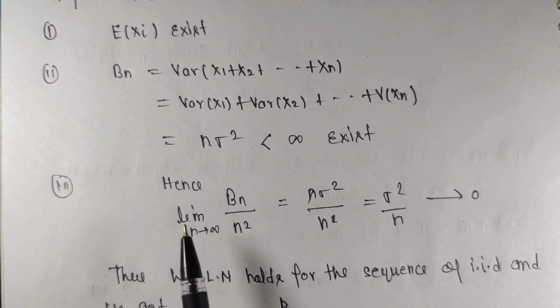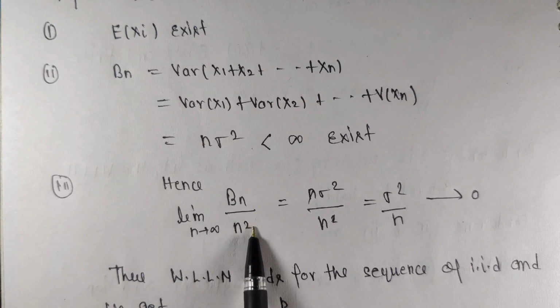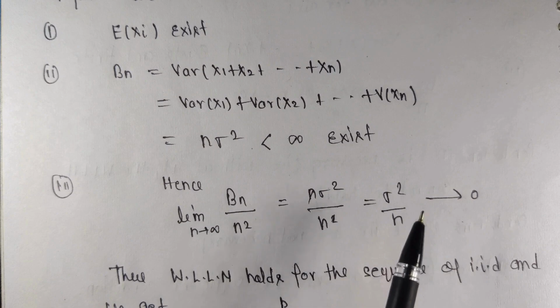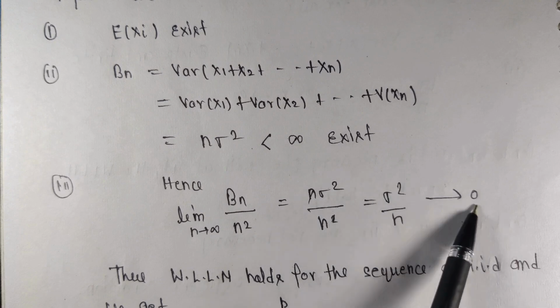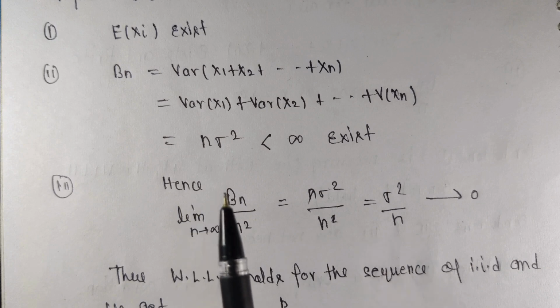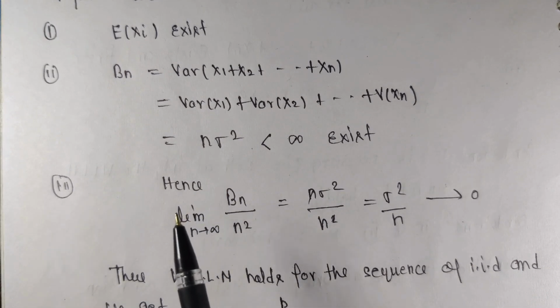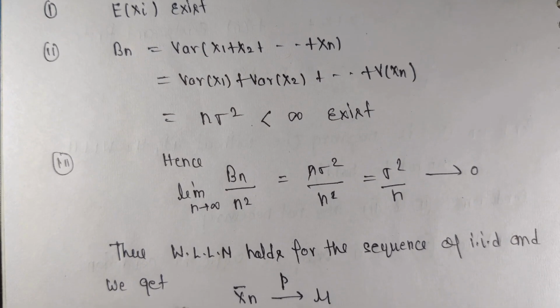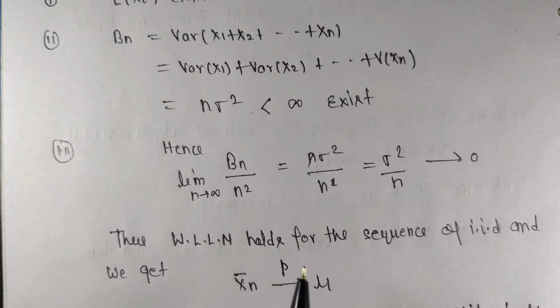Now come to the third condition: the limit as n tends to infinity of bn upon n square tends to 0. Here bn is n sigma square upon n square. So n cancels out, and the result is sigma square by n. If we take n tending to infinity then this quantity becomes 0. Is it clear? So in the case of i.i.d. random variables, all three conditions hold. So the weak law of large numbers holds for a sequence of i.i.d. random variables, and we get xn bar converges in probability to mu. Is it clear? This is the concept of the weak law of large numbers for random variables, and for i.i.d. random variables. We mainly have three conditions: the first one is a necessary condition, and the last one is a sufficient condition.